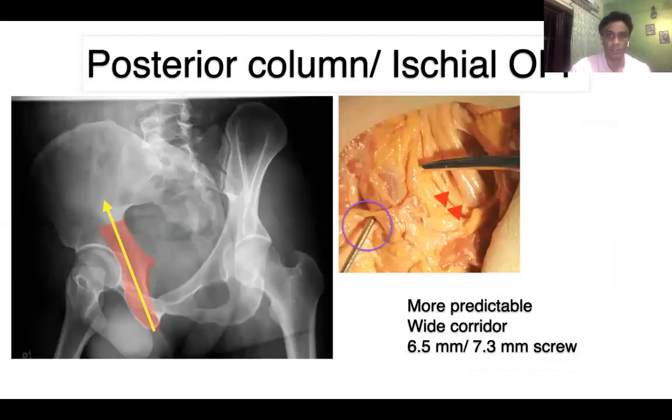On the contrary, the posterior column, or the ischial OFP, is much wider and predictable. The corridor is bigger. You can consistently put in a 6.5 or a 7.3 millimeter screw, either antegrade or retrograde. The possibility of injuring the sciatic nerve is much lesser if you stay medially.